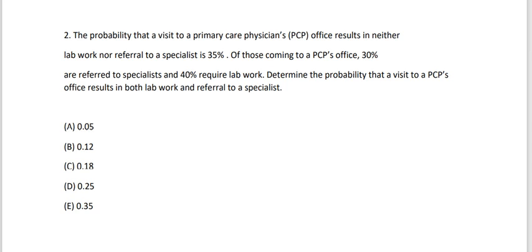For this problem, we say visit the doctor's office results in two things: need lab work or refer to a specialist. Some people need lab work, some people don't, so for lab we have needed or not needed. For refer to specialist, there are also two cases: you need to refer to a specialist or no need to refer to a specialist.